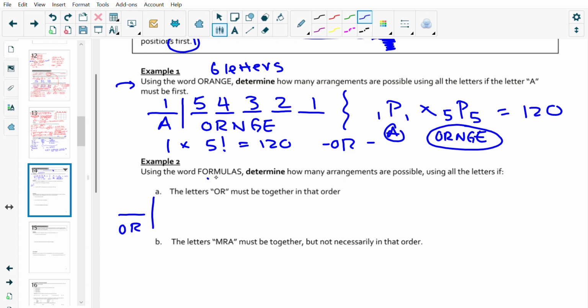In formulas, there are 8 letters, but since OR has to be together, let me start off with OR in this position, and we'll talk about the rest later. The 2 letters are acting as one letter together since they must be together in that order, so the rest of these letters, there are 6 remaining letters: 1, 2, 3, 4, 5, 6. These are the letters F, M, U, L, A, S.